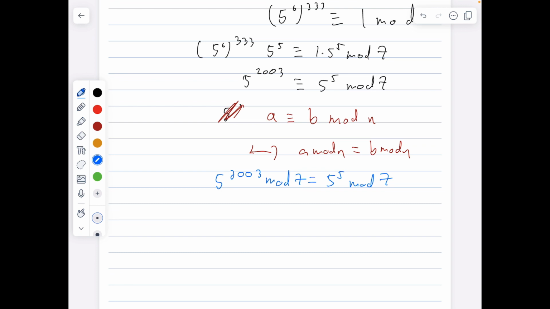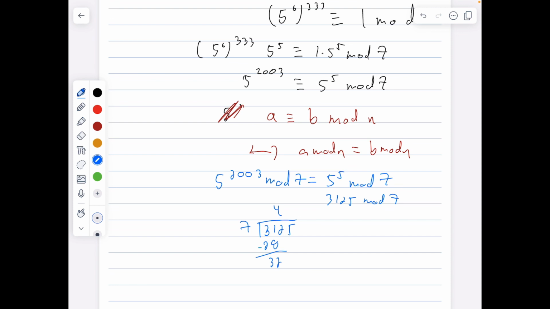5 to the 5th is 3125. And if you take 3125 divided by 7, let's calculate that real quick. So again, 3125 mod 7. Just do some quick long division here. 7 goes into 31 4 times.